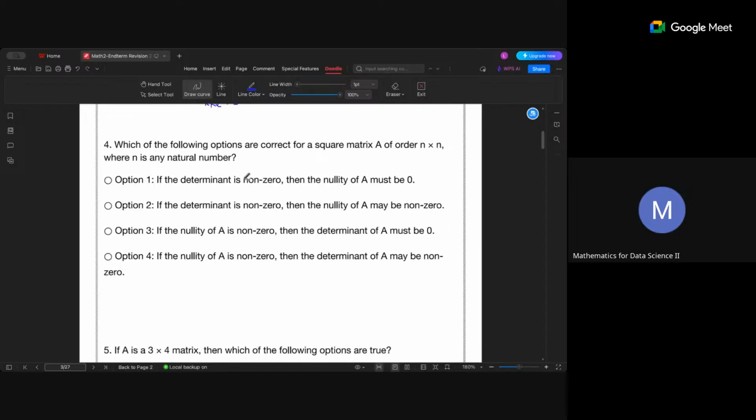Right? So it must be 0. So this is incorrect. What about the third option? If the nullity of A is non-zero, what does that mean? If the nullity of A is non-zero, it means that the rank of A is strictly less than n. So it means the determinant must be 0, right? So again, option 4 is incorrect.